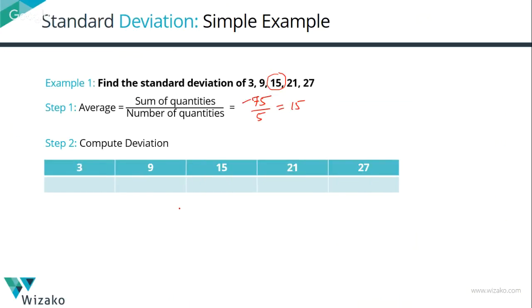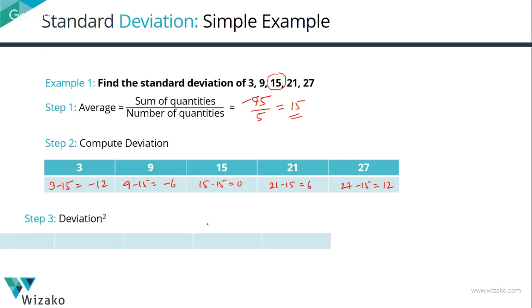Step 2 is computing the deviation. The terms are 3, 9, 15, 21, and 27. And we computed the mean to be equal to 15. So deviation is 3 minus 15, which is equal to minus 12. 9 minus 15, which is equal to minus 6. 15 minus 15, which is equal to 0. 21 minus 15, which is equal to 6. And 27 minus 15, which is equal to 12. So we computed the deviations. Step 2 done.